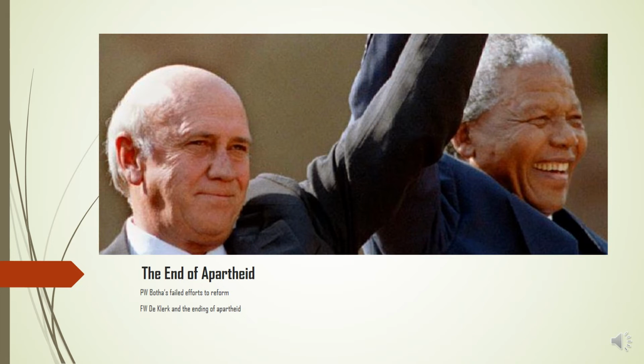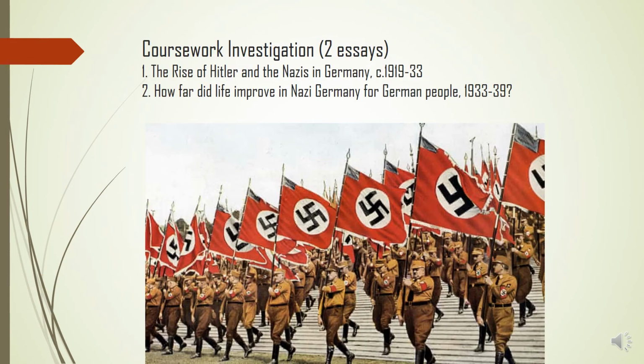Here's the last white president of South Africa, F.W. de Klerk, making a gesture of solidarity with the world's most famous political prisoner of the late 20th century, Nelson Mandela. At the end of Year 10, we'll begin two coursework essays looking at Nazi Germany, first on the rise of Hitler and the Nazis between 1919 and 1933, and then how far life improved for German people in the Third Reich by 1939.